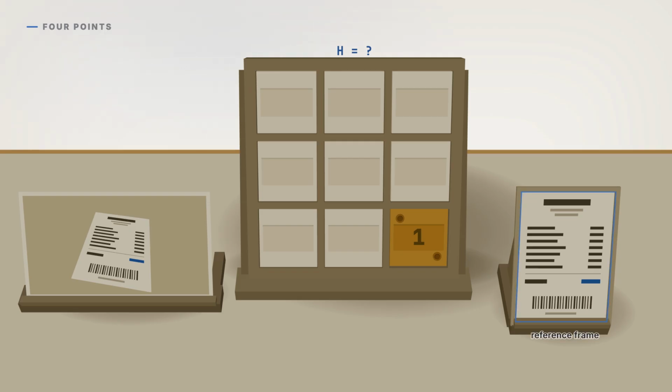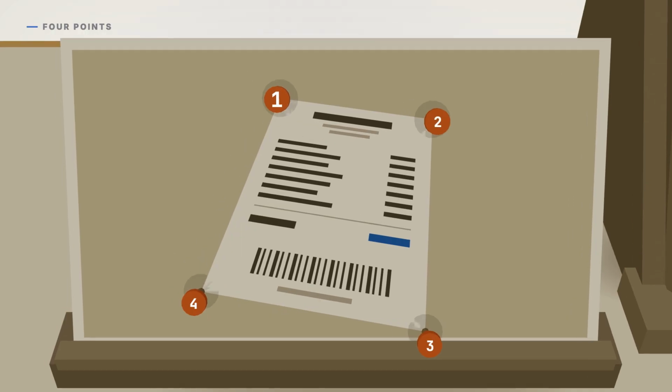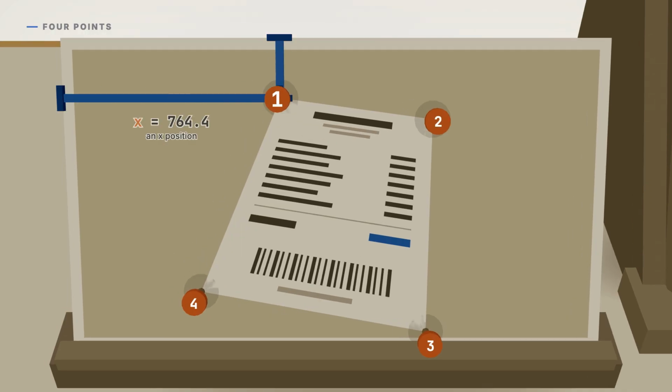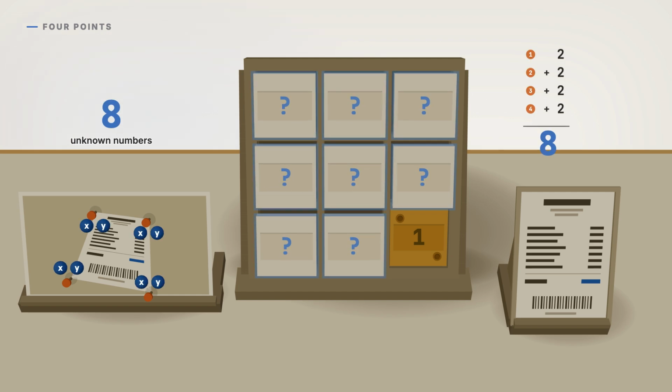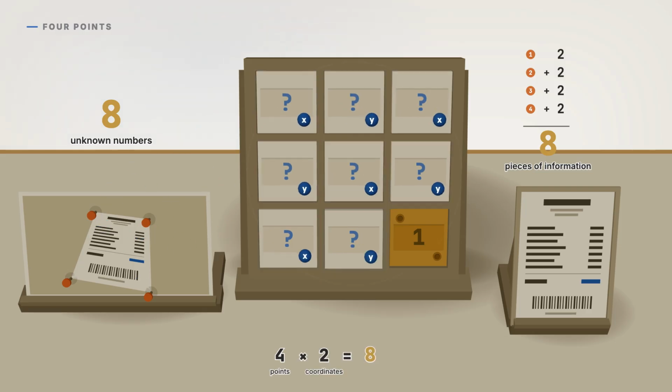We provide this by identifying 4 distinct points on the angled image. Why exactly 4 points? This is because each point on a screen has 2 coordinates, an X position and a Y position. That means 1 point gives us 2 pieces of information. Since our matrix has 8 unknown numbers we need to solve for, we need exactly 8 pieces of information to lock down the math. 4 points times 2 coordinates gives us the exact data we need.